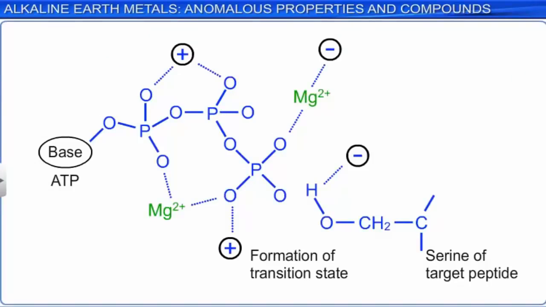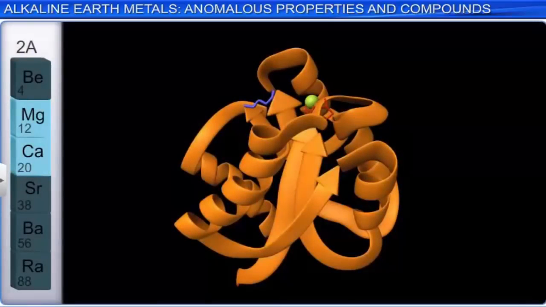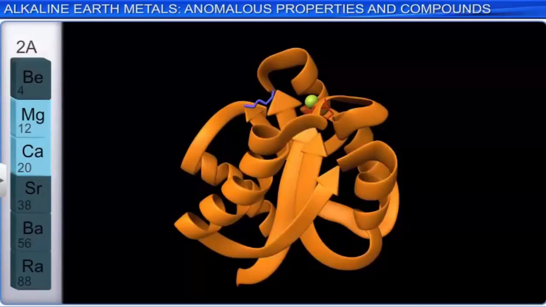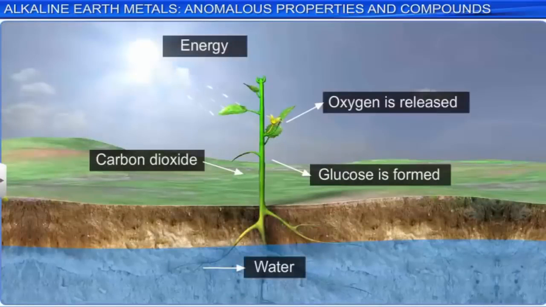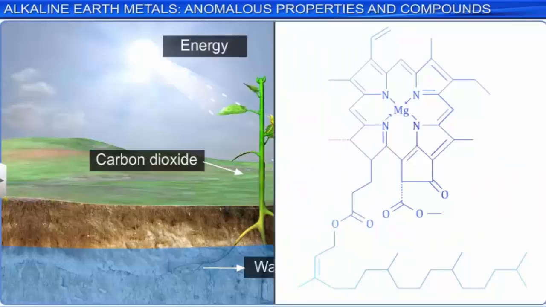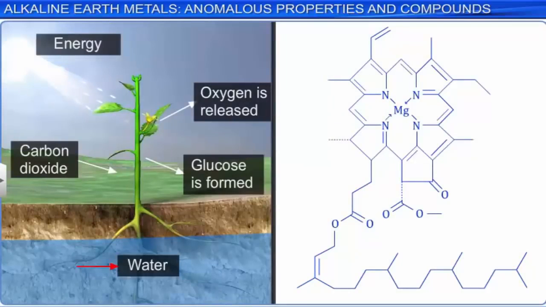Phosphoryl transfer enzymes, which use ATP in phosphate transfer, use a magnesium ion as a cofactor for enzyme function. An illustration of one such enzyme is shown here, with the magnesium ion shown in green. Chlorophyll is the main pigment in plants that absorbs light for photosynthesis. The porphyrin ring in chlorophyll contains magnesium.